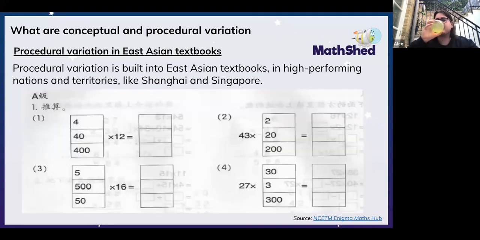Again, here, these are all sequenced. There are slight differences between each question, and it's allowing children to use their place value knowledge as well as their multiplication skills.